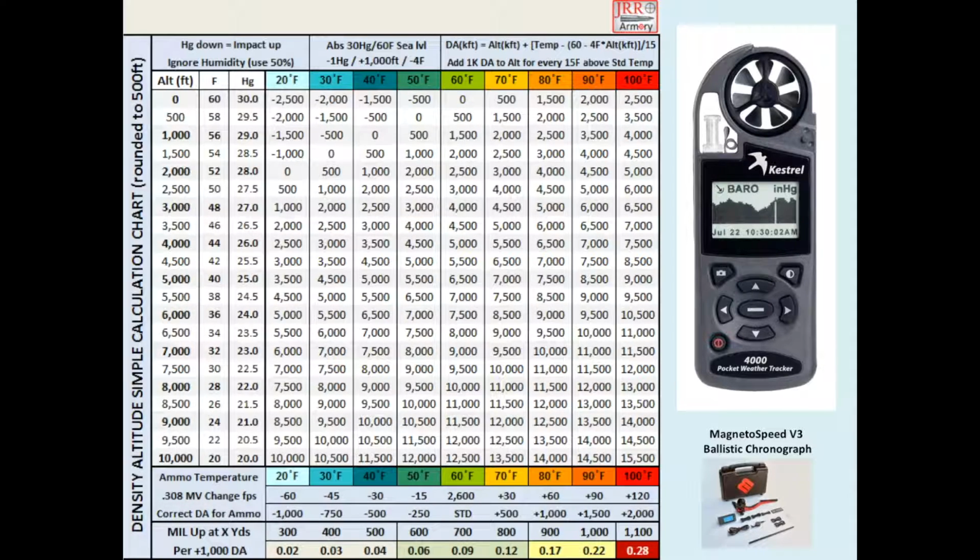Also, because the temperature is another factor in the actual density of the air, as you are deviating from the standard temperature at the given altitude, you can essentially add 1,000 feet of density altitude for every 15 degrees Fahrenheit above the standard temperature for that particular elevation.